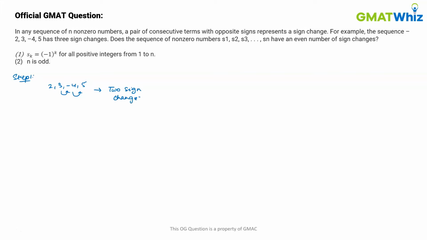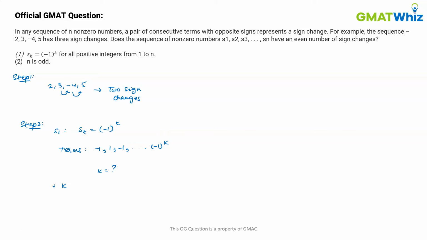Now, we have to find if the sequence of non-zero numbers S1, S2, S3 has an even number of sign changes. So, let's move on to step 2 and analyze statement 1. According to statement 1, the sequence Sk is defined as minus 1 to the power k. Then the terms of the sequence will be minus 1, 1, minus 1 and so on till minus 1 to the power k. Here, we don't know the value of k.